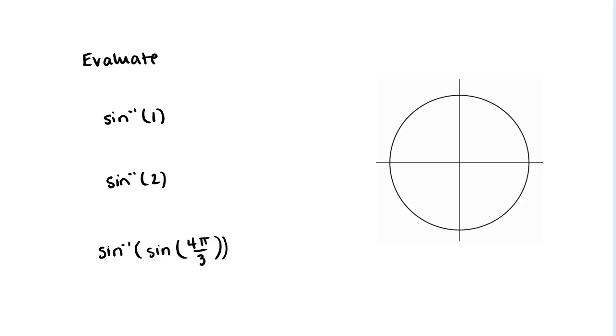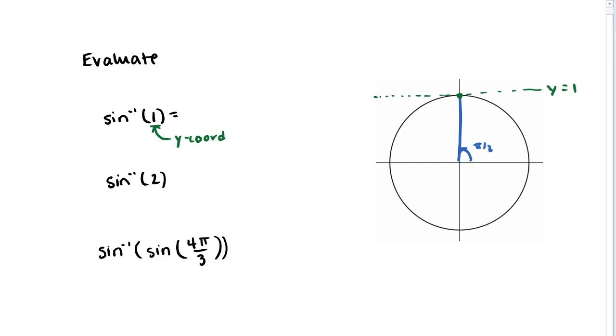So here is sine inverse of 1. Here we have a y coordinate of 1 on our unit circle. What angle gives us a y coordinate of 1, and specifically what angle between negative pi over 2 and pi over 2? Here is a y coordinate of 1 on our unit circle, and that happens at an angle of pi over 2. Of course, it also happens at an angle of 5 pi over 2, but sine inverse is just giving us back angles between negative pi over 2 and pi over 2. And so pi over 2 is what we're going to get back.